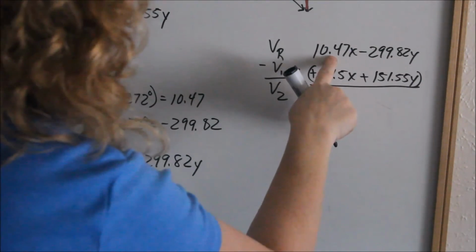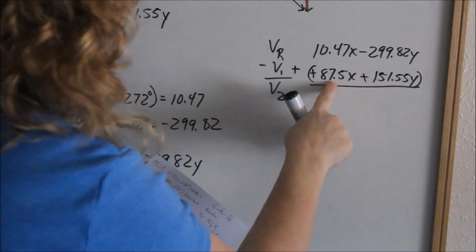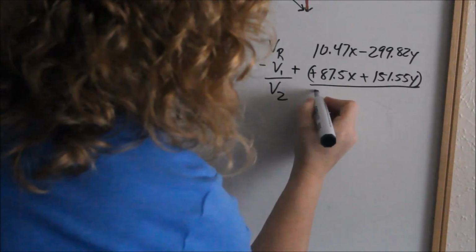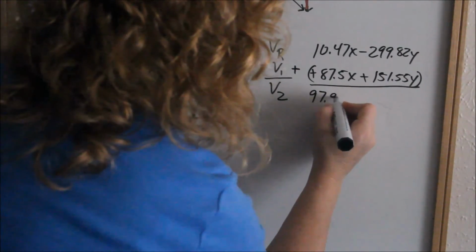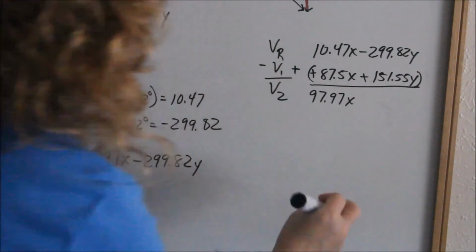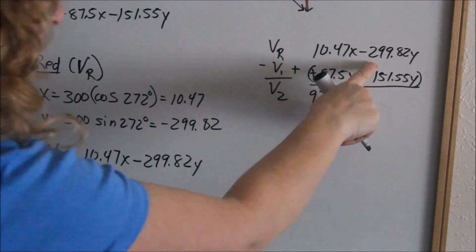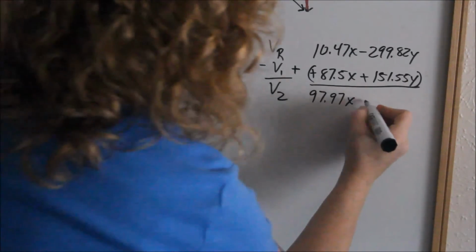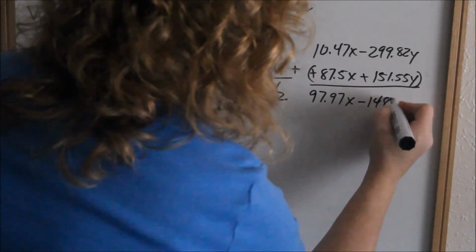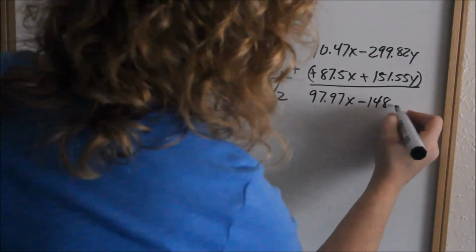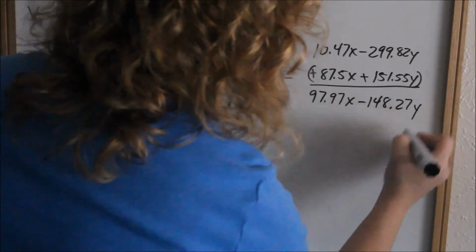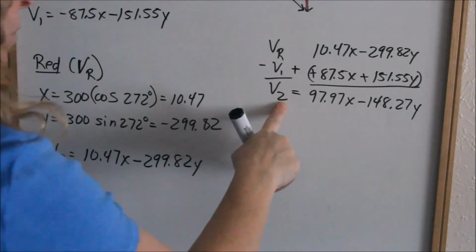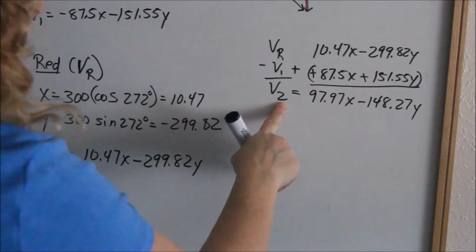Okay, now taking a positive 10.47, adding it to an 87.5 because I want to add my x's together, I'll get 97.97 in the x direction. Then a negative 299.82 and a positive 151.55, adding my y components, comes out to a negative 148.27 in the y direction. That is my x and y components for my second vector.